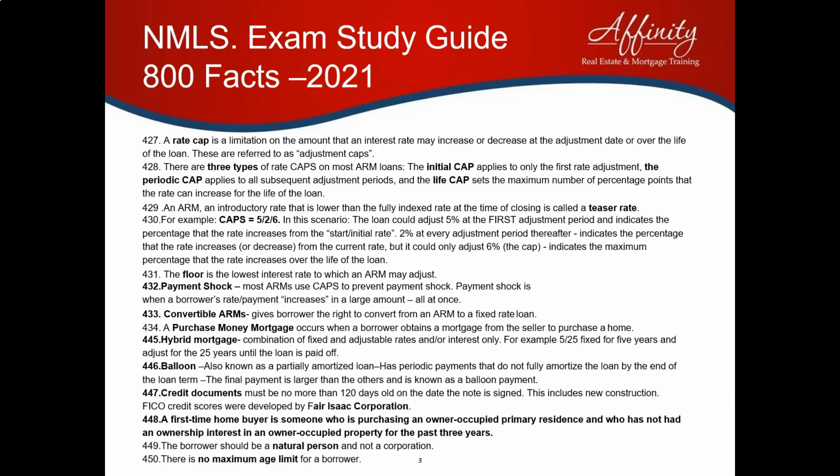FICO scores were developed by the Fair Isaac Corporation. A first-time home buyer is someone who is purchasing an owner-occupied primary residence and who has not had an ownership interest in an owner-occupied property for the past 3 years. The borrower should be a natural person and not a corporation. There is no maximum age limit for a borrower.